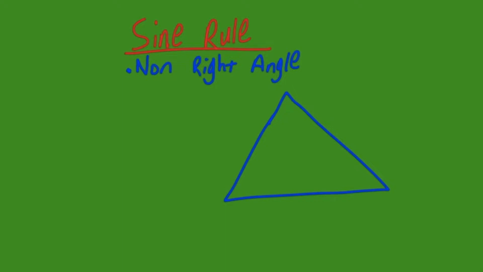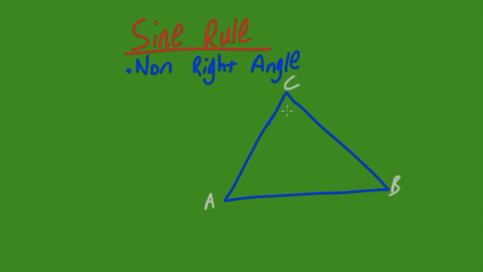So when we're using the sine rule, the first thing we're going to want to do is label this triangle with A, B, and C. So let's label the corners as A, B, and C. It doesn't matter what corner is A, B, or C, so just choose them randomly. So we can make this A, this B, and this C.